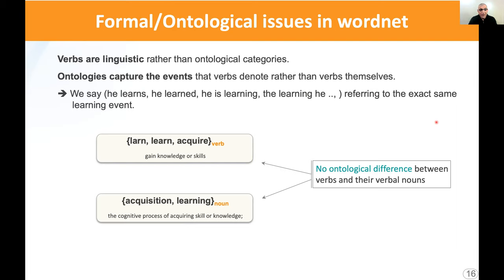Ontologies capture events that verbs denote, but not verbs themselves. And as I will show you later, the Arabic ontology does not contain verbs at all. There are no verb senses. Instead, we added the verbal nouns that are linked with verbs, but linked at the language level, not inside the ontology.